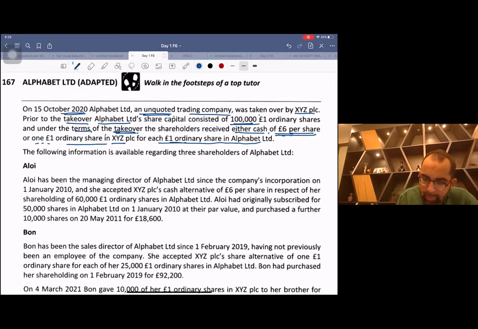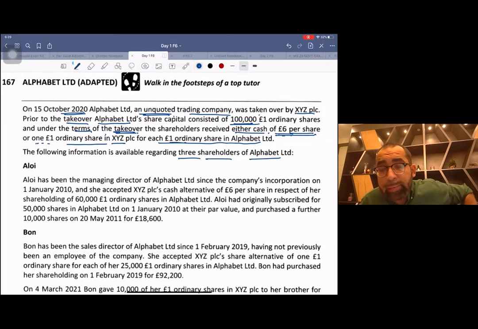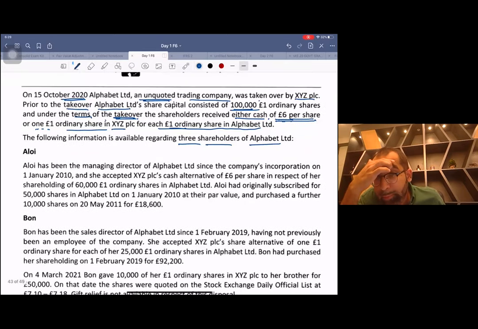Now, the following information is available regarding three shareholdings of Alphabet Limited, which has issued only 100,000 shares. These are the three main shareholders, Alloy, Bond and Cherry. Now you need to decide whether they can claim BADR or not. It's not difficult. Just don't sleep. Be active. Read carefully. You will get it.